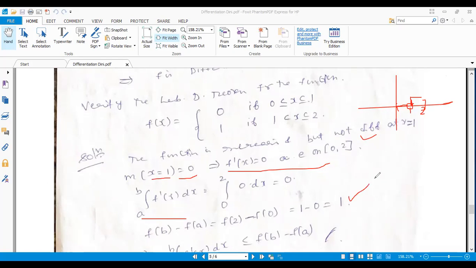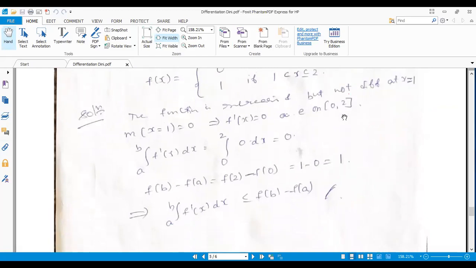Then if you observe this, the integral from a to b of f dash x dx has value 0 and f of b minus f of a is 1. This is the verification of the Lebesgue differentiation theorem.